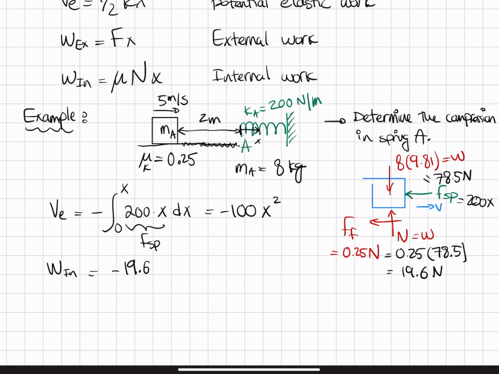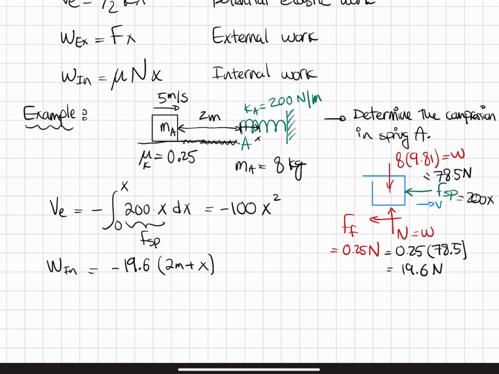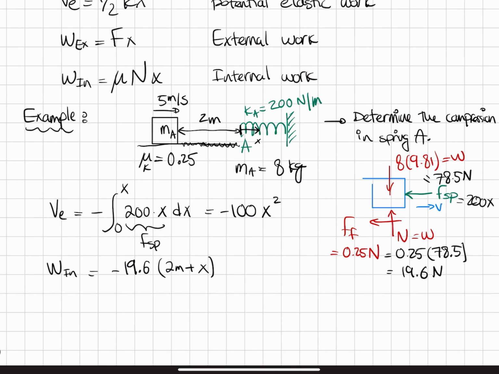Here, the internal work is negative because you're moving to the right-hand side and your friction is pointed to the left side. So your force and displacement are, again, in the opposite directions. So we have the distance we have covered that we need to multiply by. We obviously have the 2 meters, right? This is 2 meters plus the x that we're compressing. Okay, so that's good. What else are we looking at?